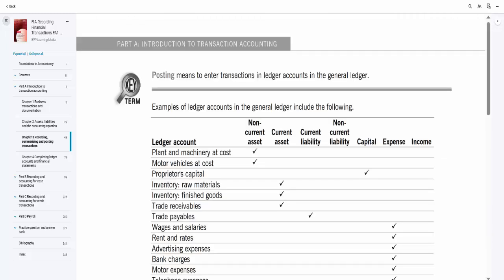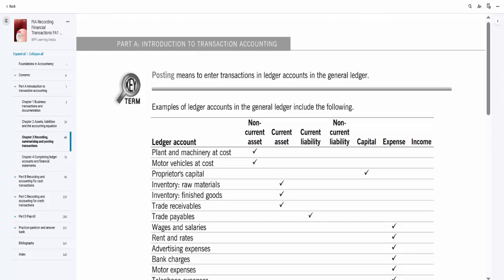What is posting in accounting? Posting is an essential step in accounting where transactions are transferred, or posted, from the journal to the ledger accounts in the general ledger. Think of the journal as the place where transactions are first recorded in detail, and the ledger as the summary of those transactions organized into specific accounts. For example, if a business pays for rent, the transaction will first be recorded in the journal. The same transaction is then posted to the rent and rates account in the ledger.